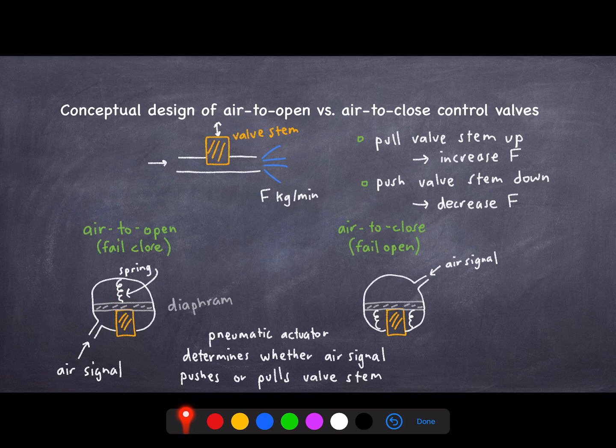On the other hand, let's look at the air-to-close valve. The only difference is the air signal is now fed into the top of this chamber, and it pushes down on the diaphragm as P increases. So it's still pushing against these two springs. If you increase the pressure of air, it's going to push down this diaphragm, pushes down the valve stem, which restricts the flow. And so the more air you have, the more closed that valve will be. And again, if you consider when the air signal goes to zero, this spring is going to win the force balance, push this valve stem up, and the valve will be open when it fails. So it fails open. So this should give you a bit of insight into how these can work.